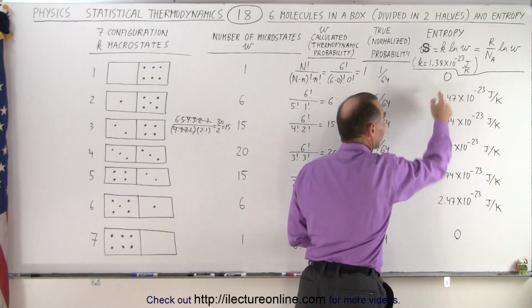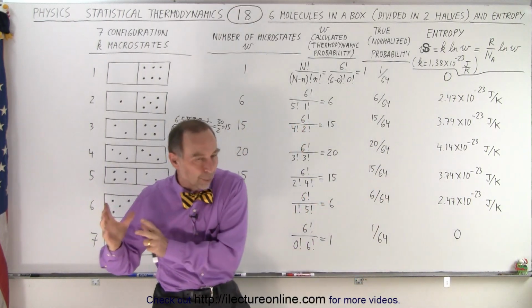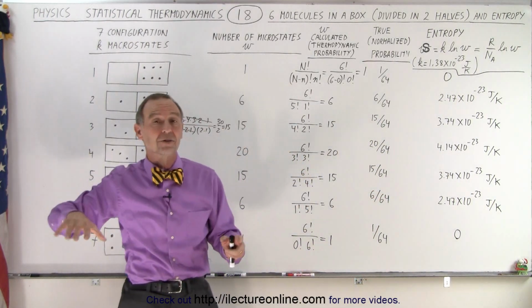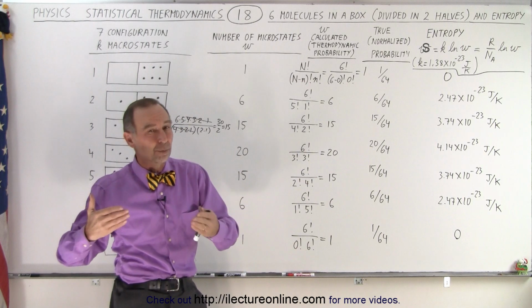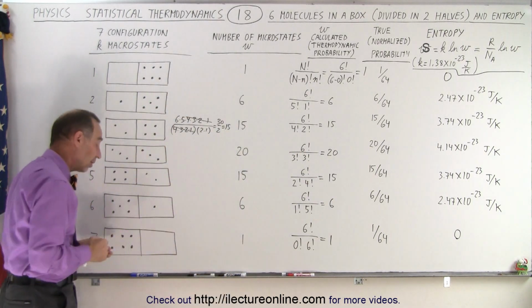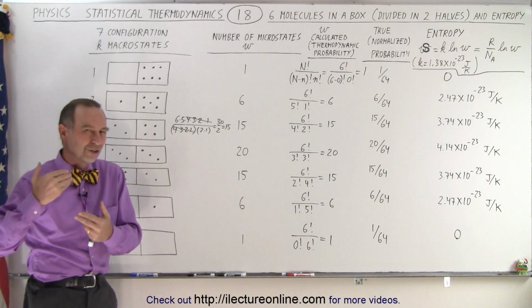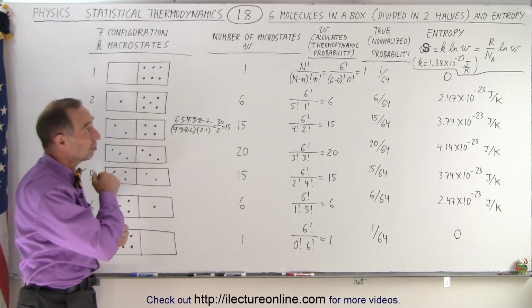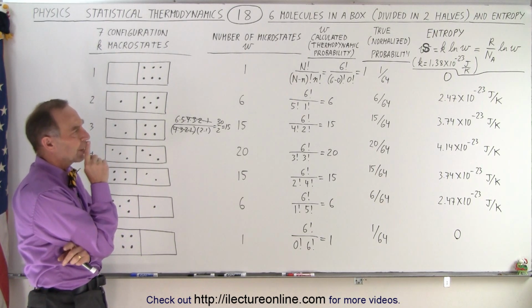0 here and 0 there. In other words, if all the molecules happen to be on one side of the box and none on the other side of the box, we consider that the 0 entropy state. That is the highest ordered state that you can have in this particular configuration, which gives you 0 entropy. How does that work?